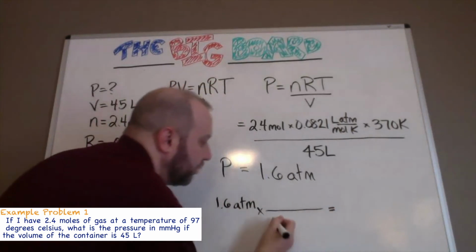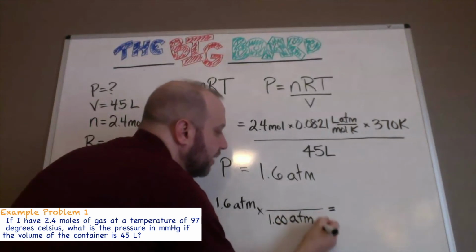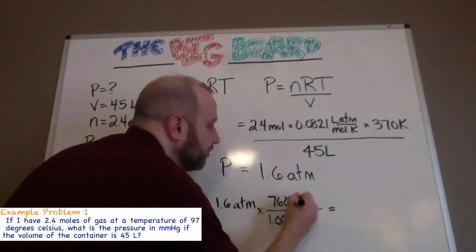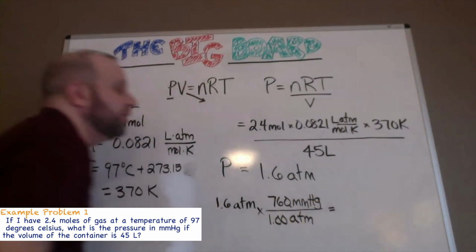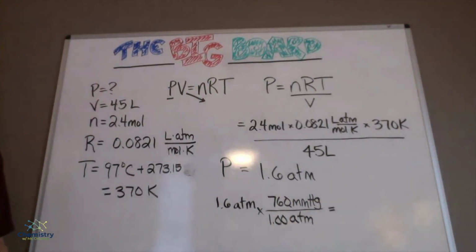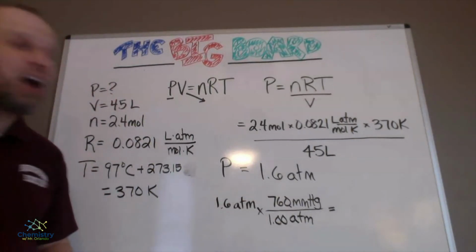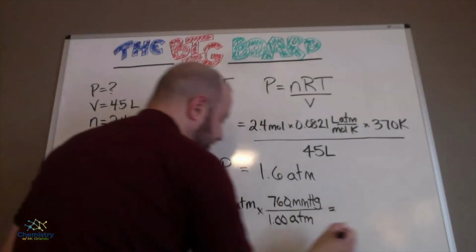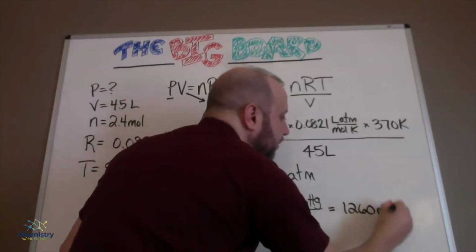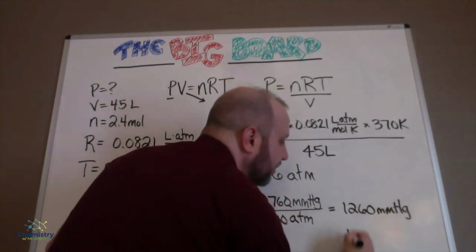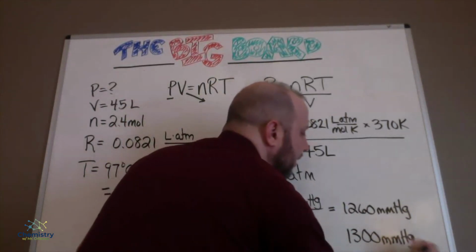So to do that, we have our conversion from a couple of weeks ago. 1 atm is equal to 760 mmHg. And after I do this pressure conversion, I'm going to multiply 1.6 by 760. I'll get 1260, but I'm limited to 2 significant figures. So 1260 mmHg is going to end up being just 1300 mmHg.